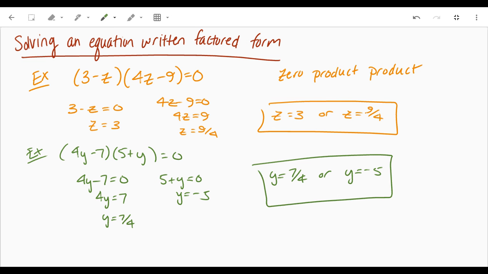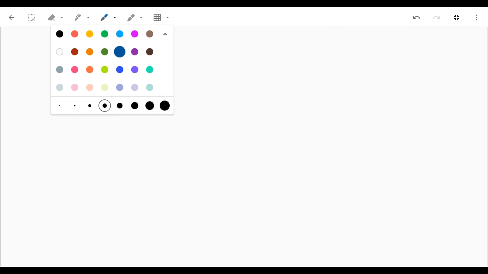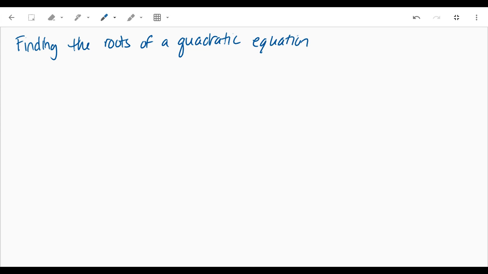All right, we're going to move on to the next topic right away then. The next one is going to be finding the roots of a quadratic equation. Quadratic, remember, just means that there's an x squared. Of the form ax squared plus bx equals 0.